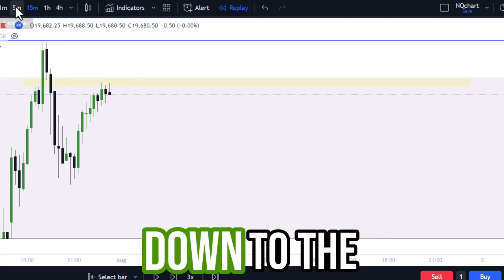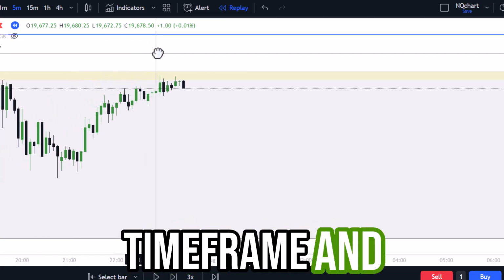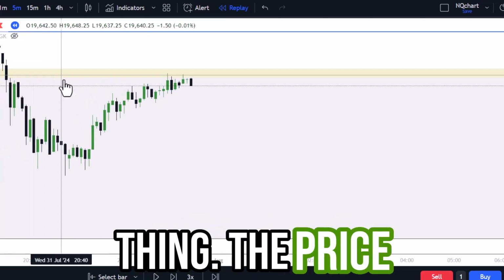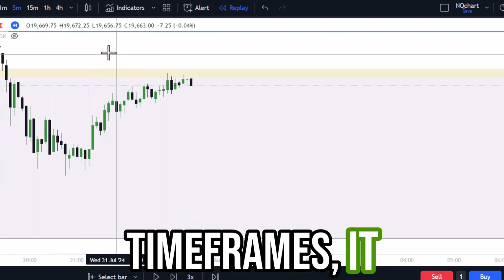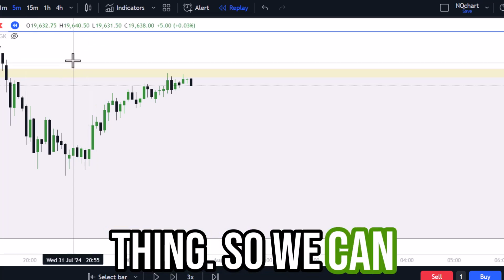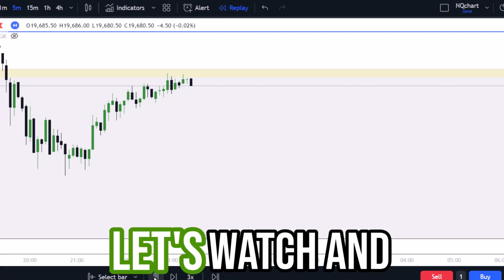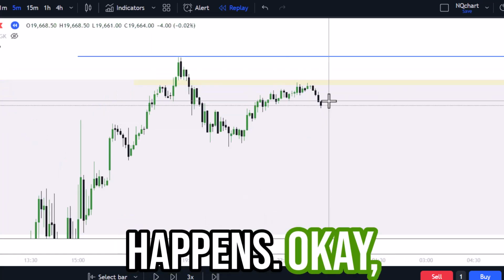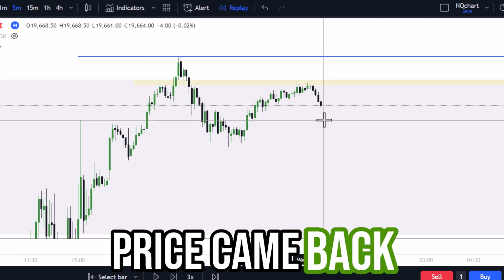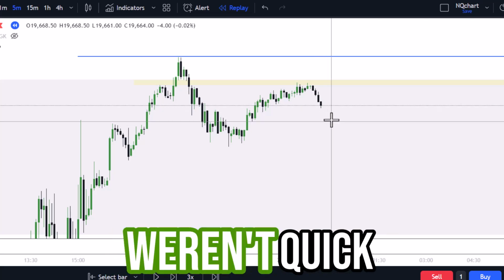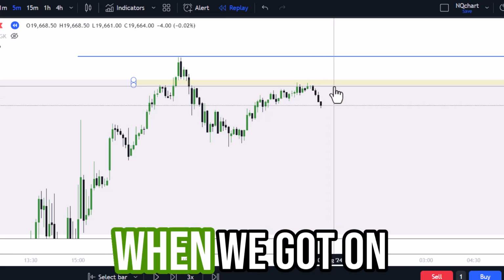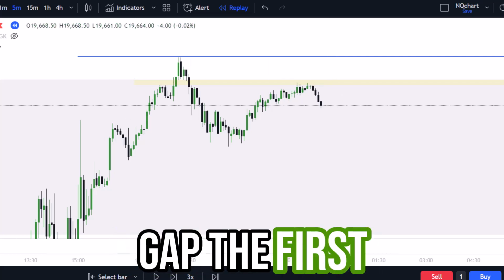So now we'll drop down to the 5-minute time frame and do the same thing. Price is very fractal, and on different time frames it does the same thing. So we can look at this play out on this 5-minute fair value gap, let's watch and see what happens. Okay, so we see that price came back up into this area, but let's say that we weren't quick enough to enter right when we got on the fair value gap the first time.